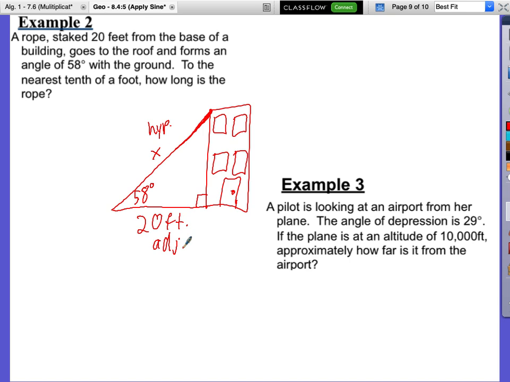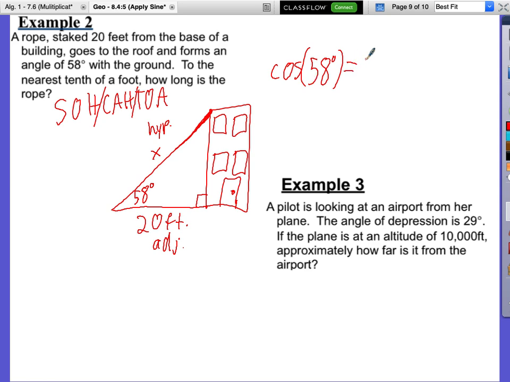We're given adjacent and hypotenuse. So in our SOHCAHTOA, which one of these three uses both adjacent and hypotenuse? CAH. Which trig function? Cosine. So we could say cosine of what angle? Our angle is 58 degrees. Is x an angle? No, x is a length, not an angle. Equals. Which one's on top, adjacent or hypotenuse? 20 over x.